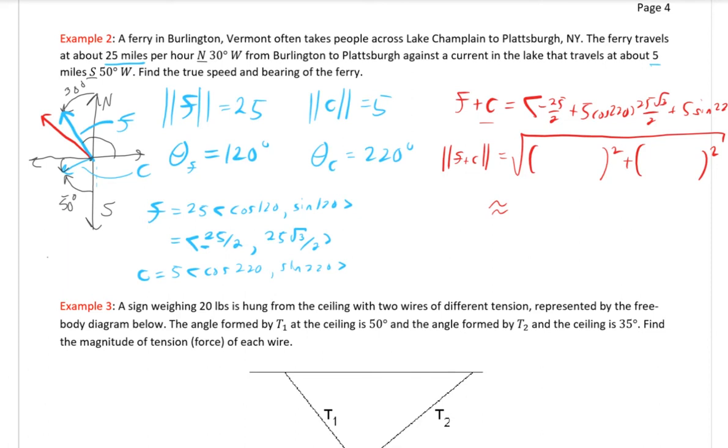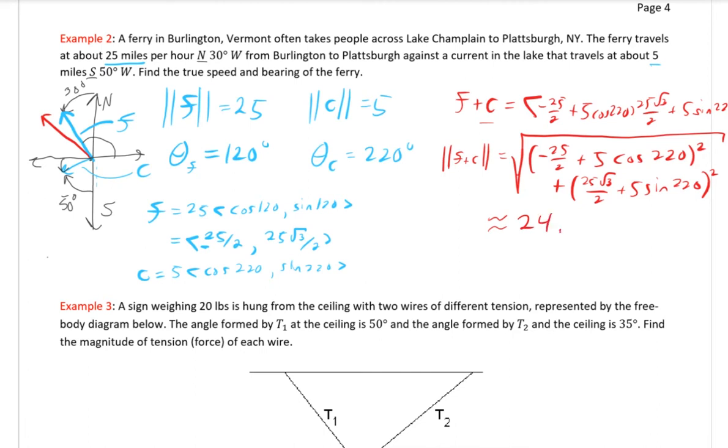So then we find our magnitude. Let's write this out better. By doing negative 25 over 2 plus 5 cosine of 220 quantity squared, and then also on the inside we have 25 root 3 over 2 plus 5 sine of 220 quantity squared, all on the inside of that square root. That we can approximate. We can say that's approximately 24-ish, 0.629 if you calculate that.